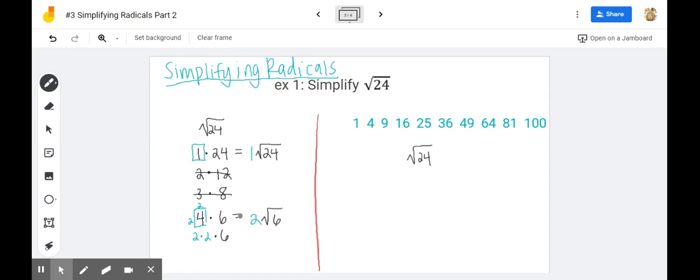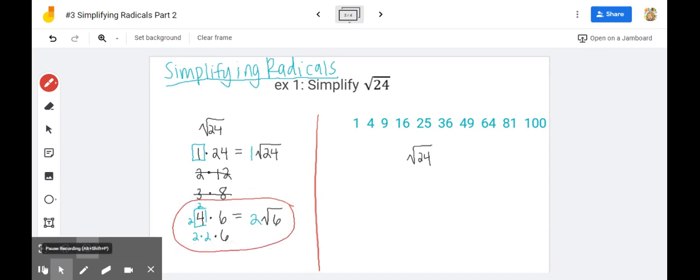Okay, so the question is which one of these simplified answers is the most simplified? And I'm hoping you guys are going to tell me the second one is the most simplified. And why that is, guys, is because 1 times 24 doesn't do anything for us. It literally leaves us with what we originally started with, the square root of 24. So we're going to go with 2 square roots of 6 as our answer.